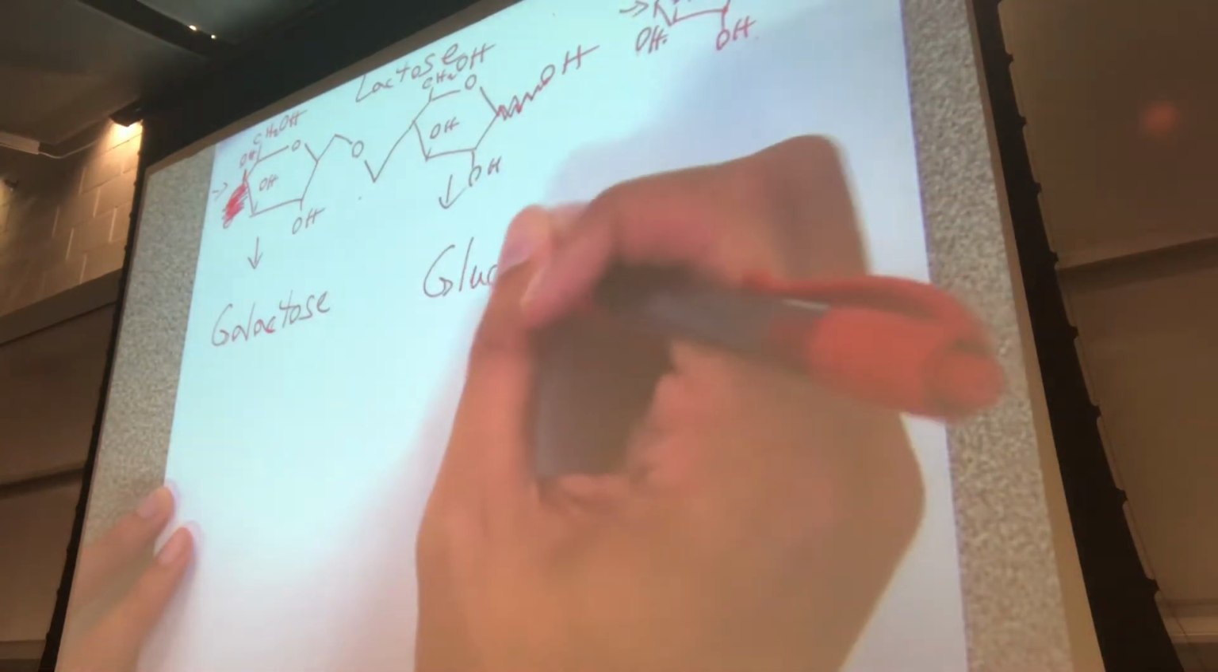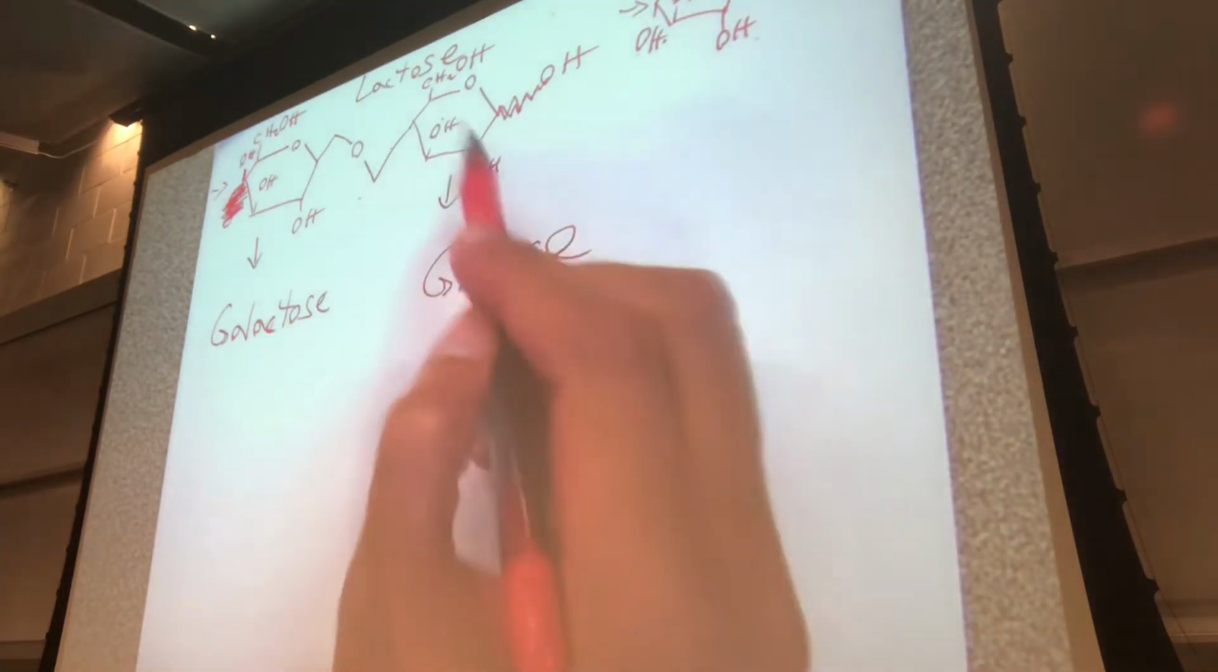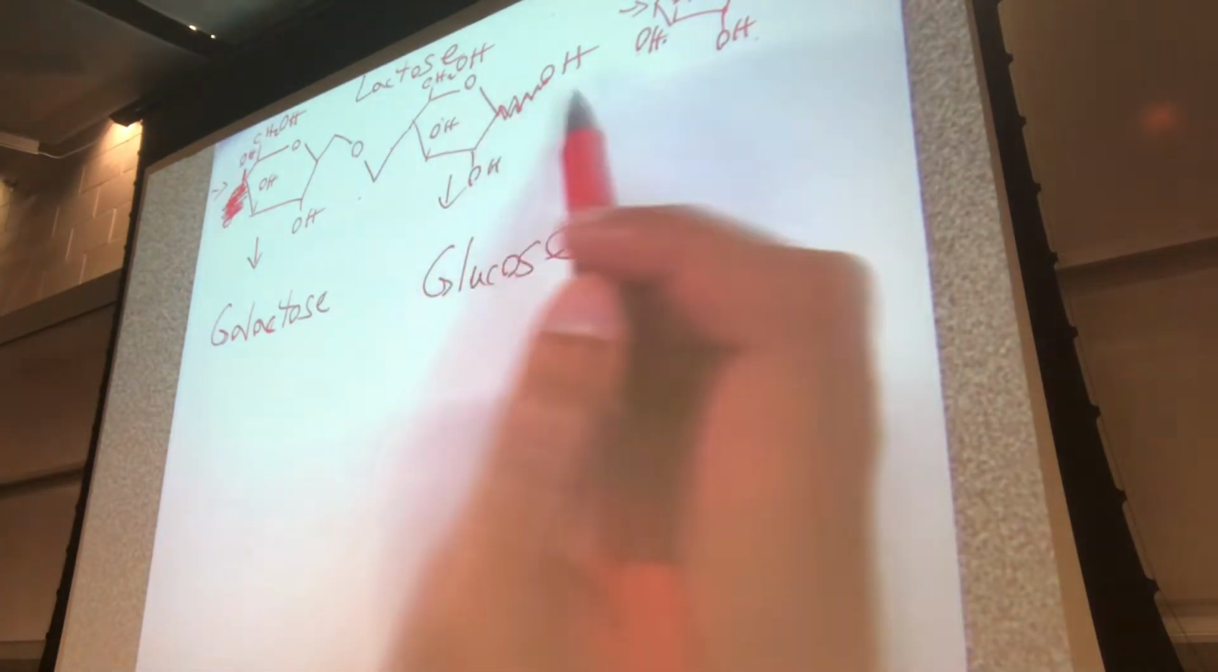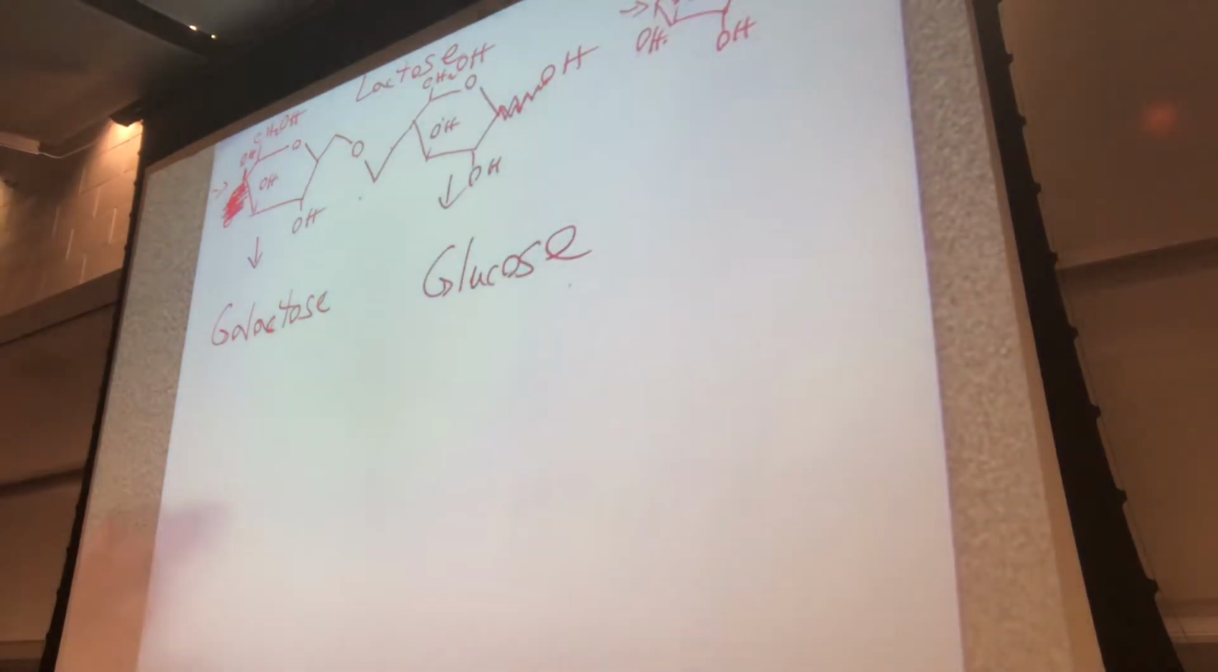This one over here is actually glucose, exactly. And how do we know it's glucose? Well, let's look at the functional groups. Pointing up, pointing down, pointing up, pointing down, and that one doesn't matter. It is that alternating pattern here, so this one is glucose.